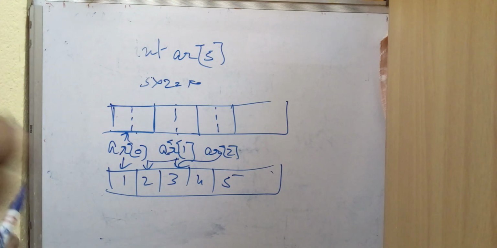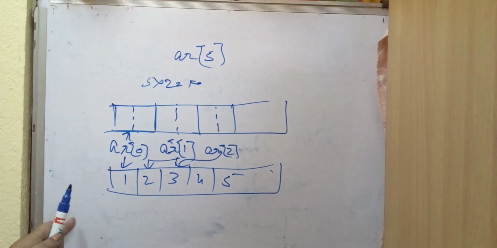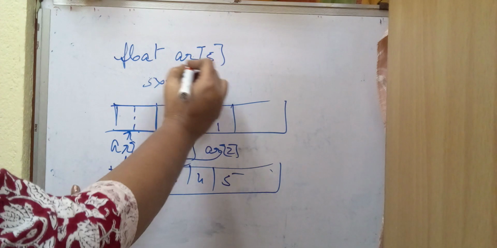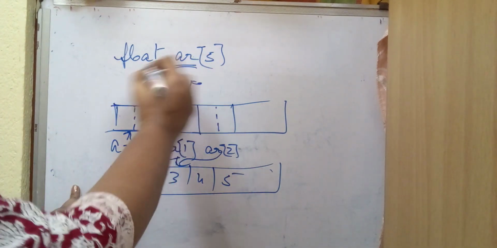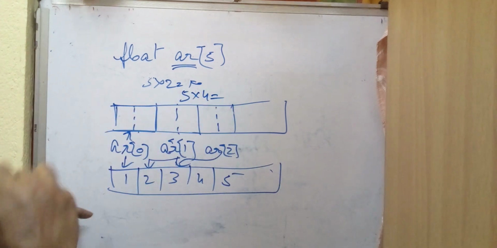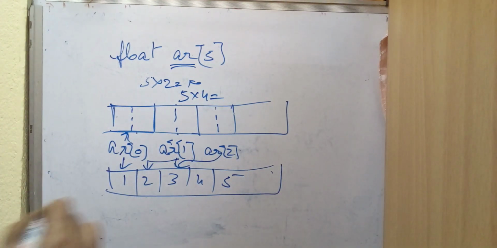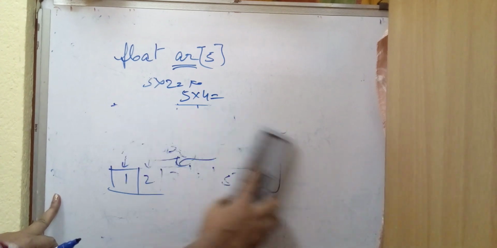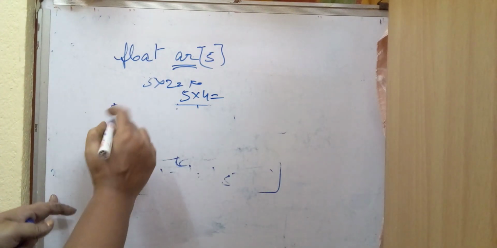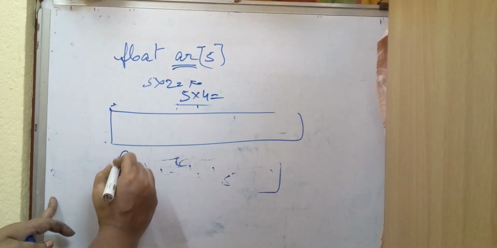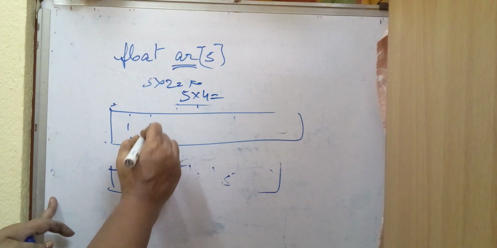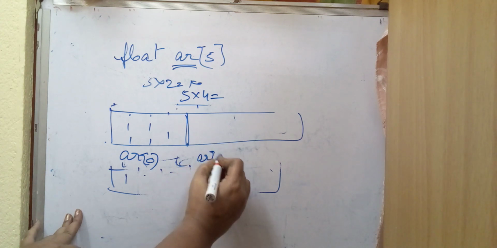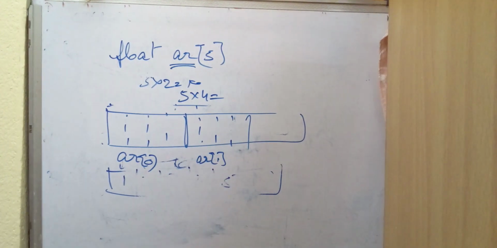Again, if I take float, then this array will occupy 5 into 4 bytes, since each element will reserve 4 bytes. In that diagram, AR0, AR1, right.